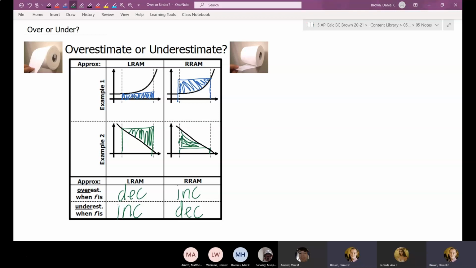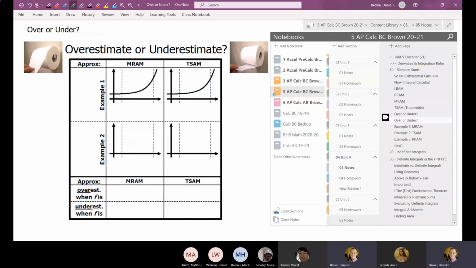Often what we're doing in these problems is we'll say, hey, estimate the area using LRAM. And then the follow-up question would be, is the estimation you found over or under the actual area? And you might say, oh, well if I use LRAM, I know that this is an overestimate because my graph is decreasing on that interval. So we just have to know what the graph looks like, and then we're able to answer whether it's decreasing or increasing and then over or an underestimate.